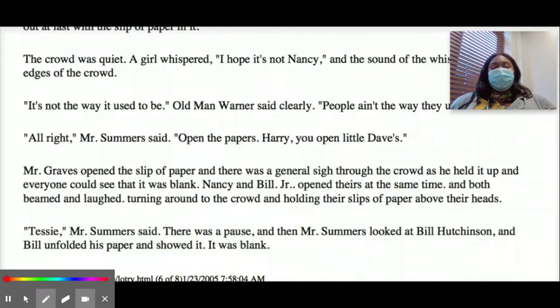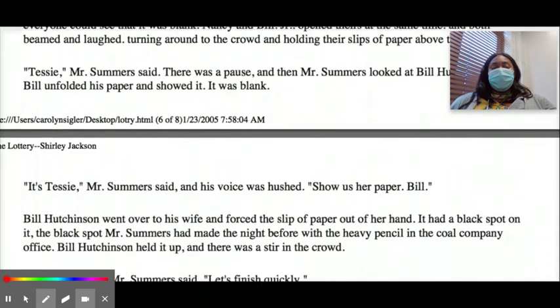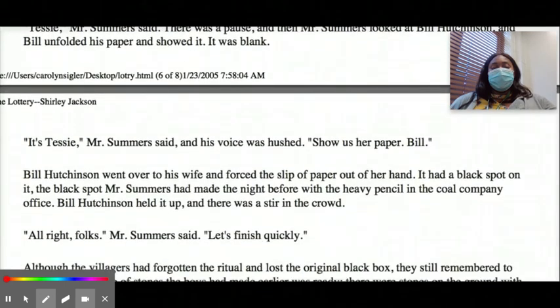Tessie, Mr. Summers said. There was a pause, and then Mr. Summers looked at Bill Hutchinson, and Bill unfolded his paper and showed it. It was blank. It's Tessie, Mr. Summers said, and his voice was hushed. Show us her paper, Bill.